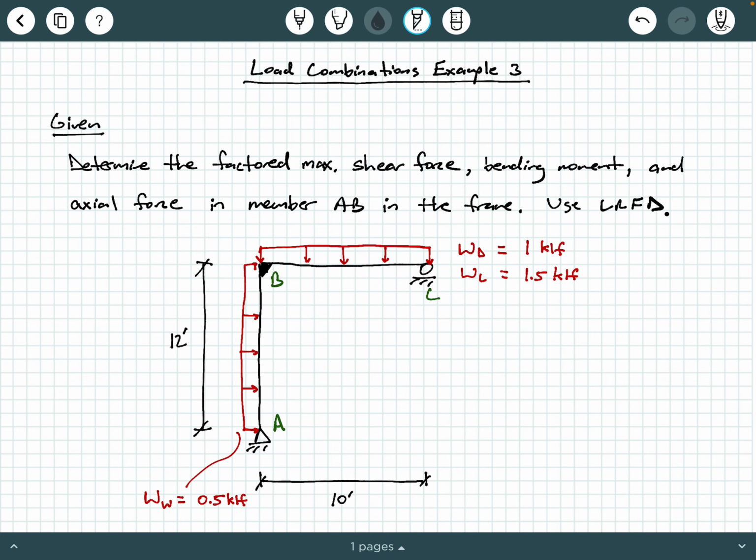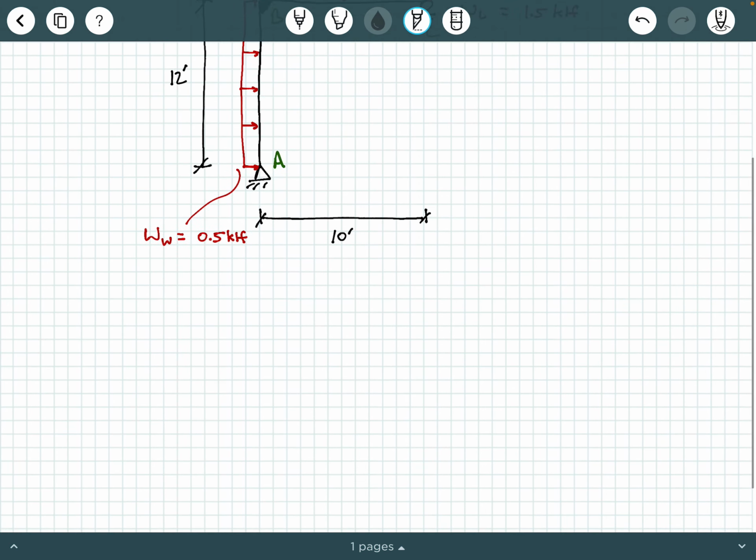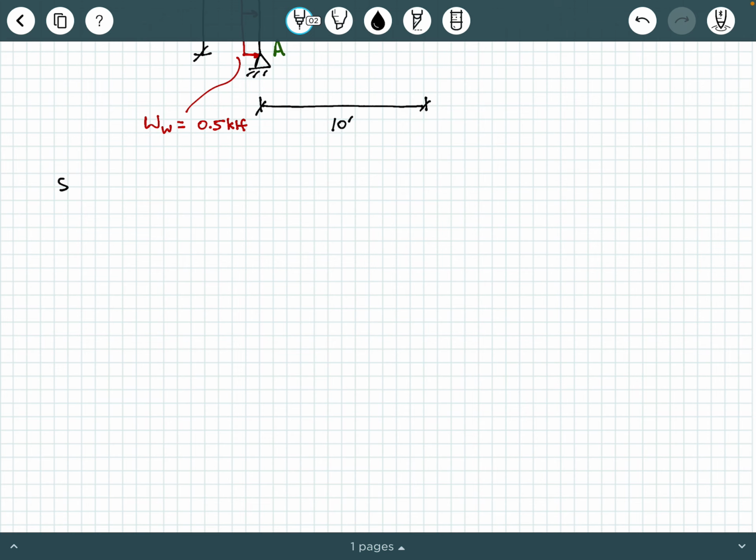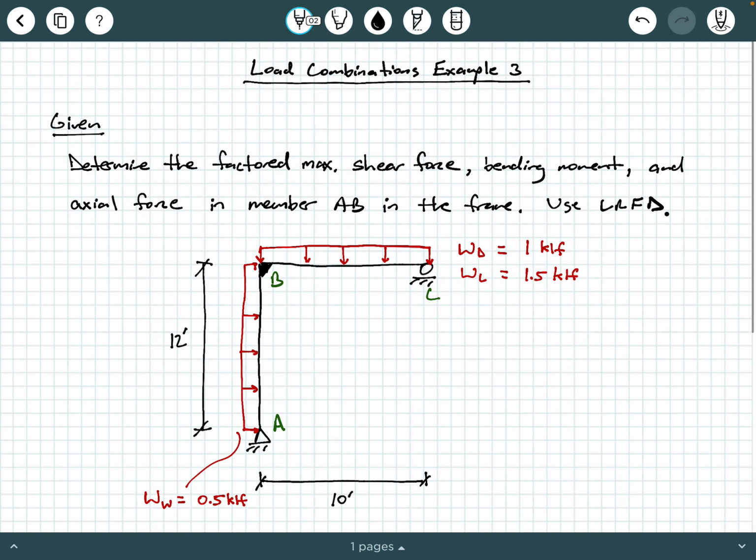So let's see how we can get this problem started. After I write solution, I like to perform an analysis on this frame exposed only to each of the service loads one by one. I'm going to start with a dead load analysis. I'll redraw this frame supporting only the dead load, not including live and wind, and determine the shear force, bending moment, and axial force in member AB.